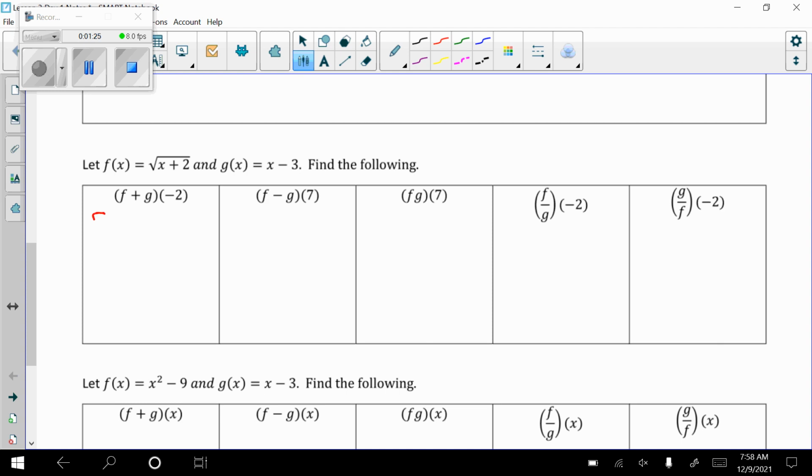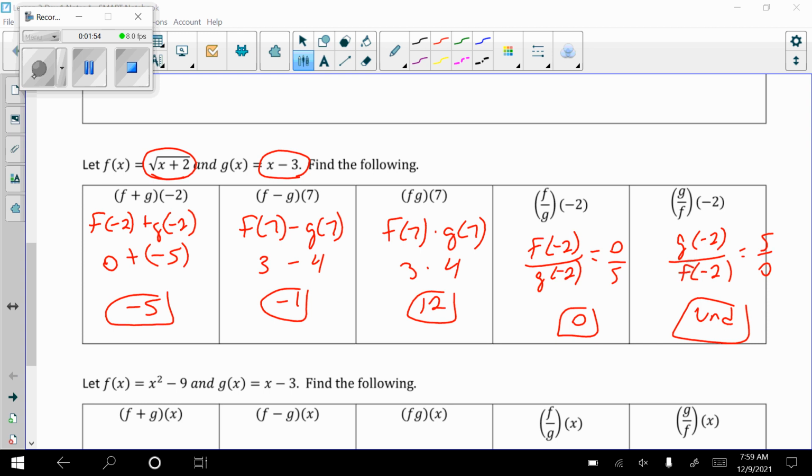So in this one, I don't look at it the way it's displayed. I'm going to plug in -2 to my f function, and I'm going to plug in -2 to my g function. So if I plug in -2 here, I'm going to get 0. The square root of 0 is 0. If I plug in -2 here, I'm going to get -5. So I have 0 plus -5 is -5. So try to do the other functions and see what you get.